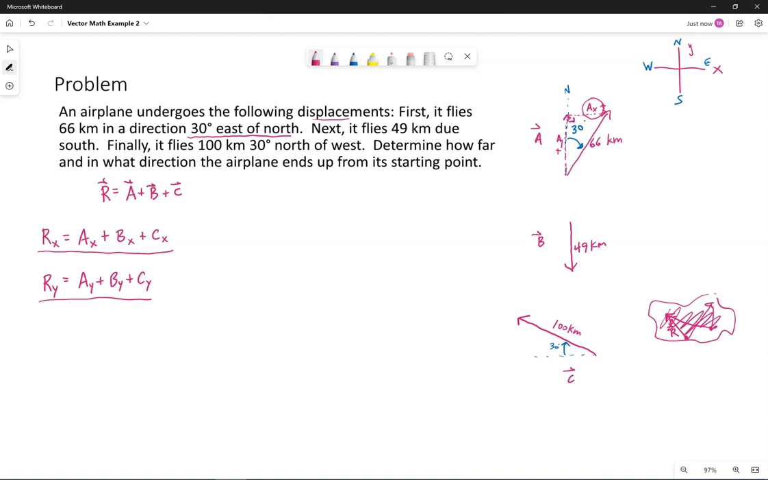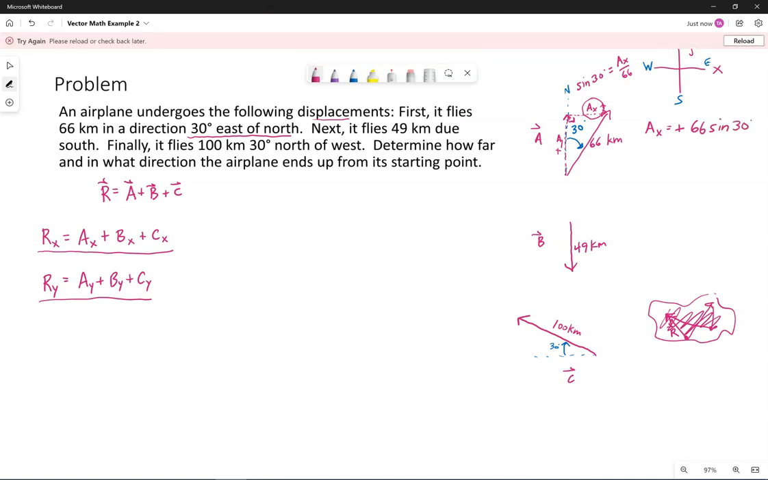The function we have that includes opposite and hypotenuse is sine. We can say that the sine of 30 degrees, in this case, because of our triangle, is going to equal AX over 66. I'm just going to leave the units in kilometers because they're all in kilometers, and that will give me an answer in kilometers. What we can say here is that AX points to the right, so positive, a distance of whatever 66 sine 30 gives us.